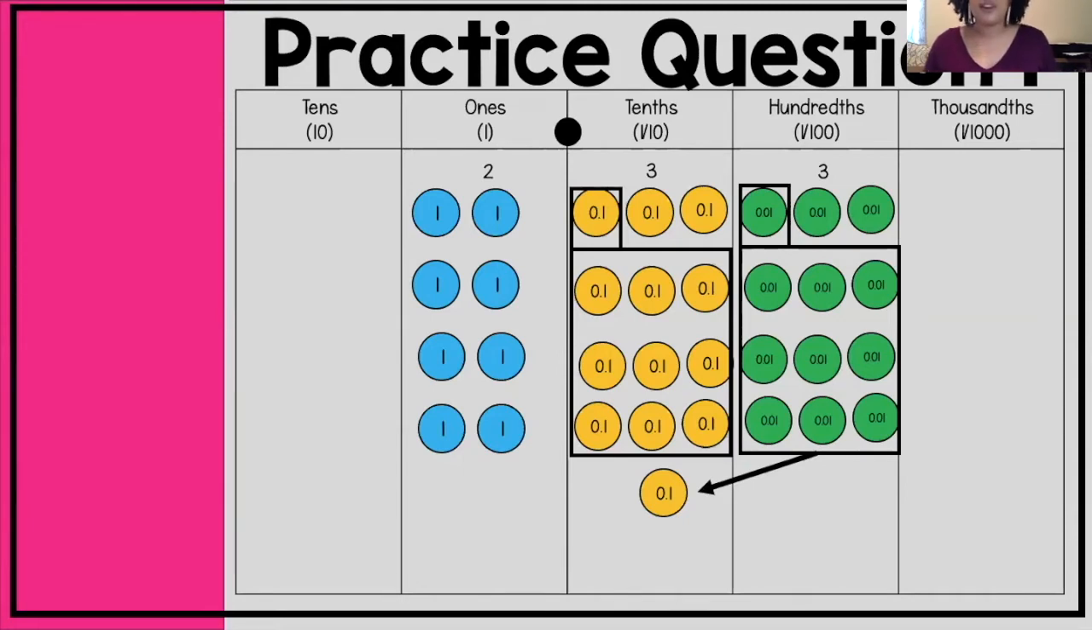I'm going to rename that one group of 10 tenths into a 1, because 1 is the same as 10 tenths. Now I'm going to move over to my ones place to see if I can make a group of 10. I cannot make a group of 10 because I have 1, 2, 3, 4, 5, 6, 7, 8, 9. So I cannot make a group of 10.